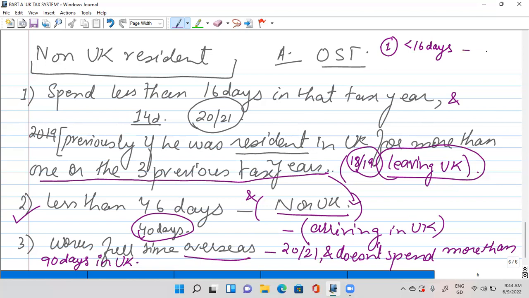And he should be a UK resident for the previous tax years. Second, that says less than 46 days, the person should be a non-UK resident. And the third one says works full time overseas and does not spend more than 90 days. Greater than 90 days condition should not be there, so let me put a cross like that. Or you can say less than 90 days and working full time overseas. So he will be considered as a non-UK resident.